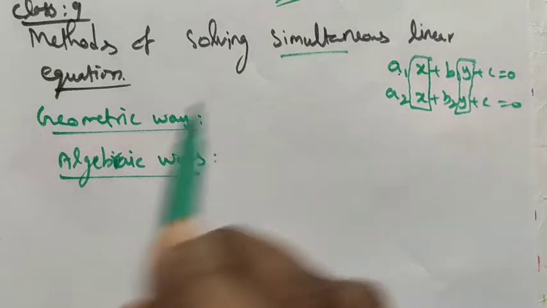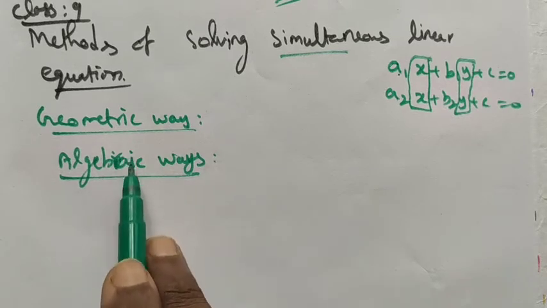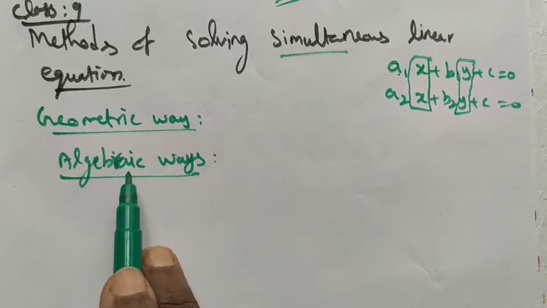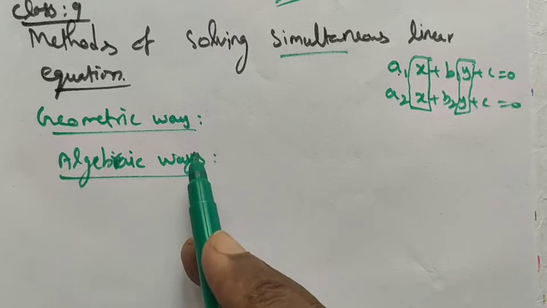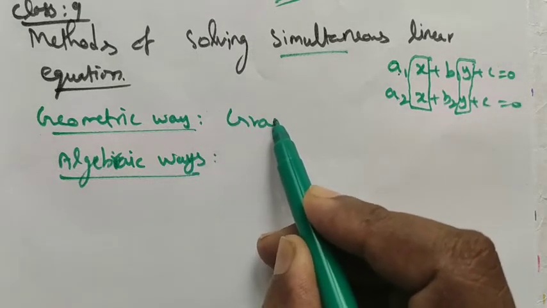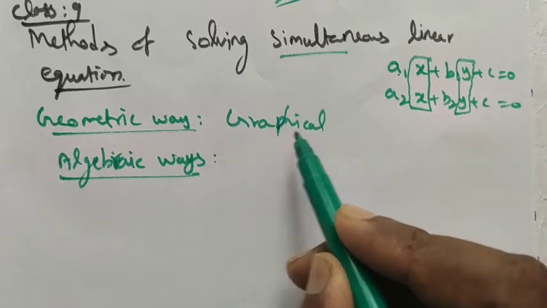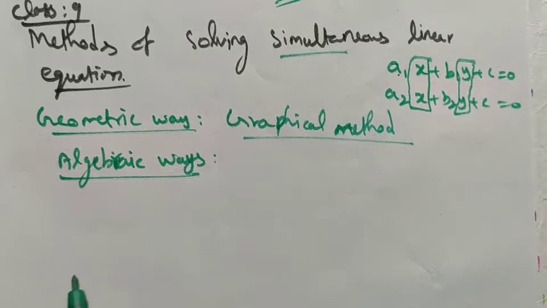Simultaneous linear equations are otherwise called a system of linear equations or a pair of linear equations. Here we have two different ways. One is a geometric way, another is an algebraic way. In the geometric way, we use a graph to find the solution of the simultaneous linear equations. That is the graphical method.